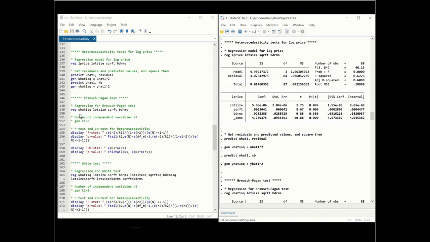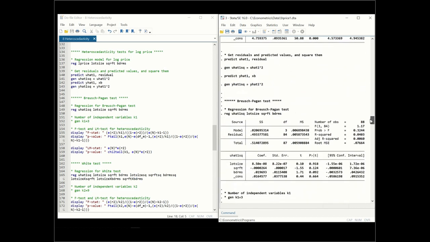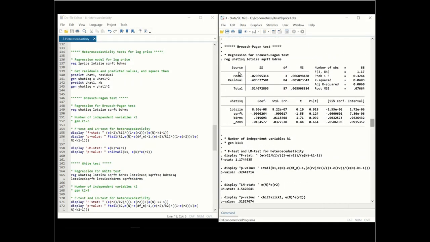For the Breusch-Pagan test again, we are regressing the squared residuals from this regression of the log of price on the other three independent variables, and we're displaying here the F test and the LM test. So this is the regression in log of price. If we do the Breusch-Pagan test, we have the squared residuals on the three independent variables. And if we look at the p-values here, none of them are significant at the 5%. This one is significant at the 10%.